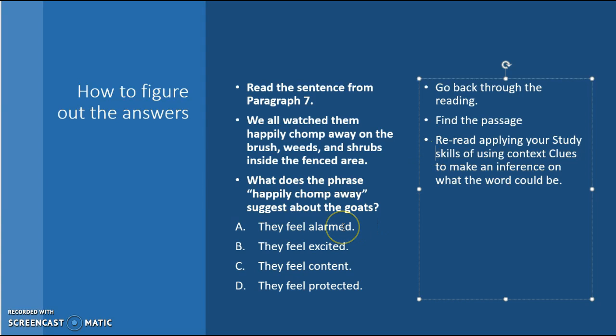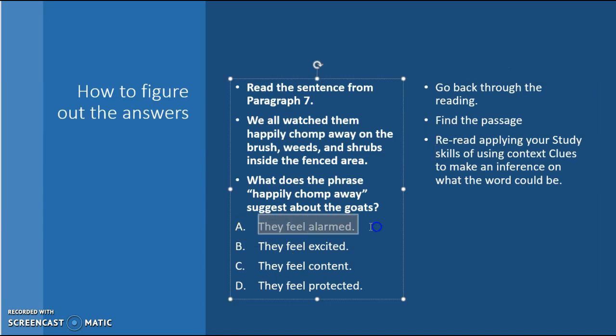The other thing you could do is process of elimination, and I don't know if you've ever done this before, but cross off the ones you already know. So if you didn't know what happily chomp away suggests about the goats, you could go, well, I know that happily does not mean that they're alarmed, so I can just take that one off immediately. I'm just going to cross this off. Now, you may not be able to cross it off on the actual test, but in your mind, you're like, okay, A is done. But I don't know about the rest of them. So I'll go back through.